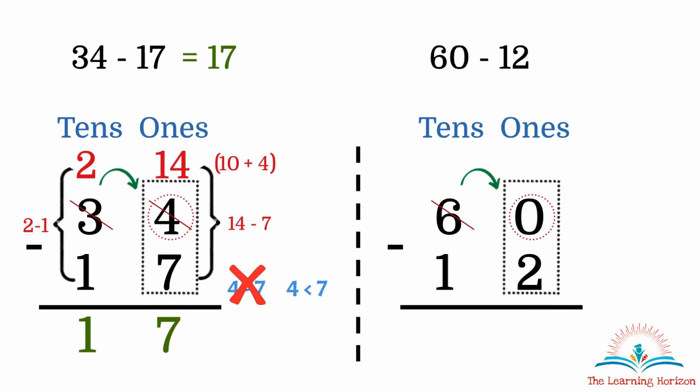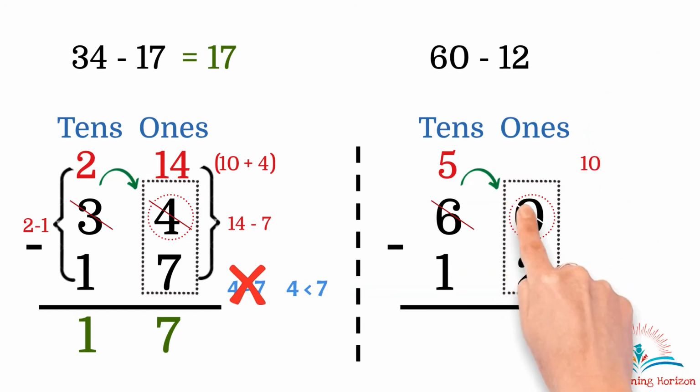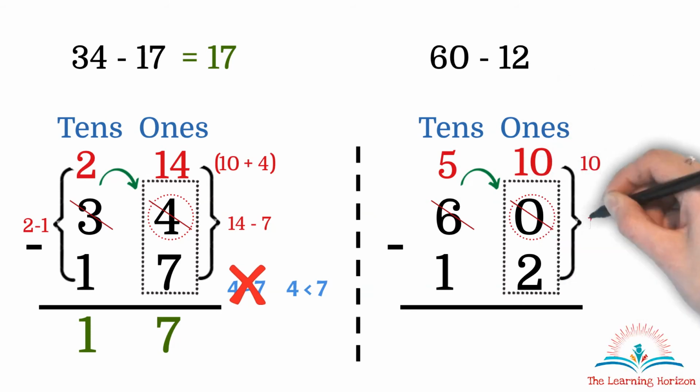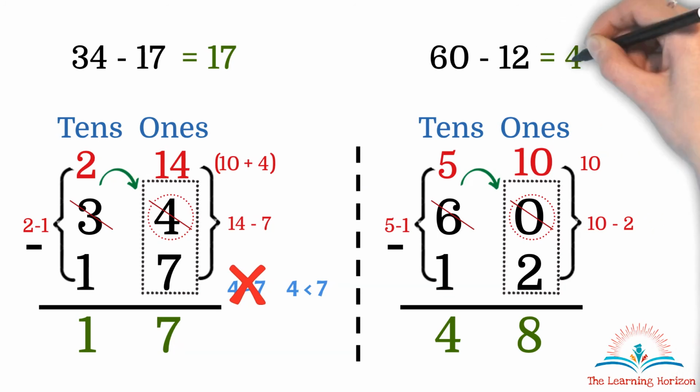Here we have 1 less than 6, that is 5 tens. We have borrowed a 10, so we now have 10 ones here. So subtracting the ones, we get 10 minus 2 is equal to 8. And here it's 5 minus 1 is equal to 4. So 60 minus 12 is equal to 48.